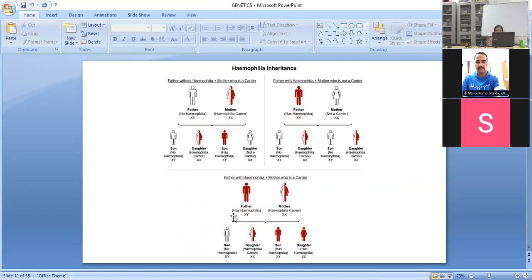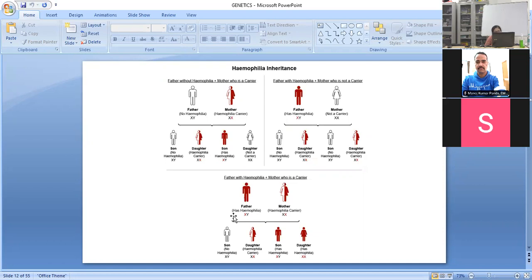So it's an X-linked recessive inheritance. And these are the different scenarios in which hemophilia inheritance can be explained to the students. Different cases where the father is normal and the mother is a carrier, where the father has hemophilia and the mother is also a carrier. In this case, we have a carrier as well as a hemophilic father. So the daughters will be all carriers.